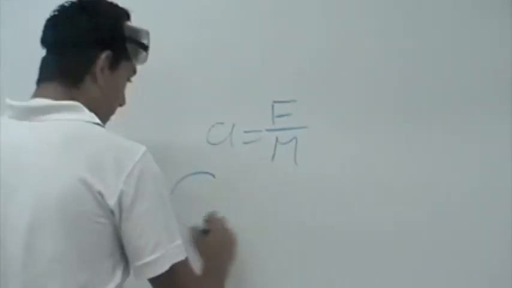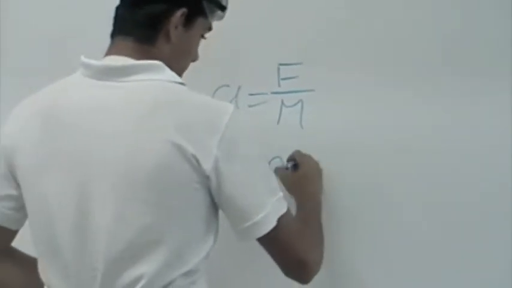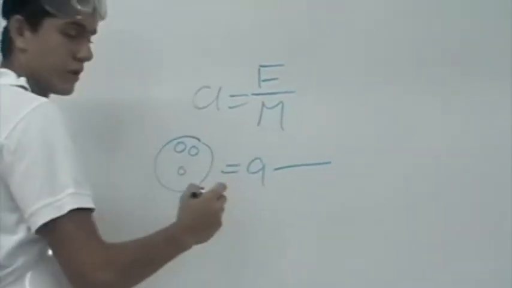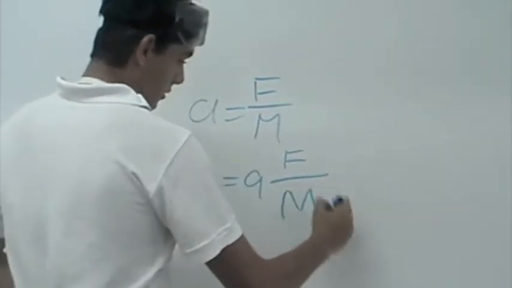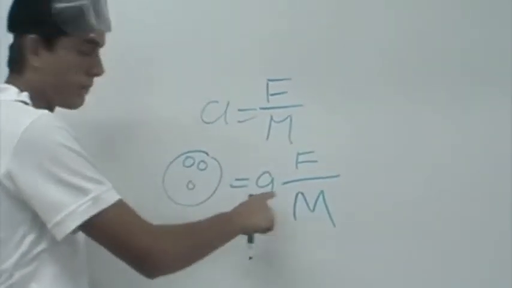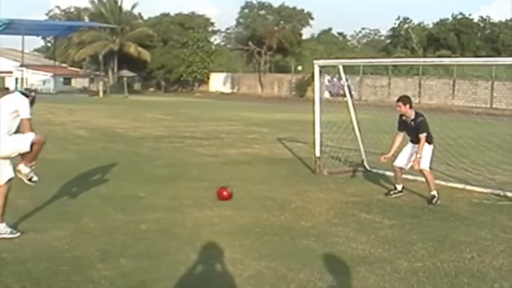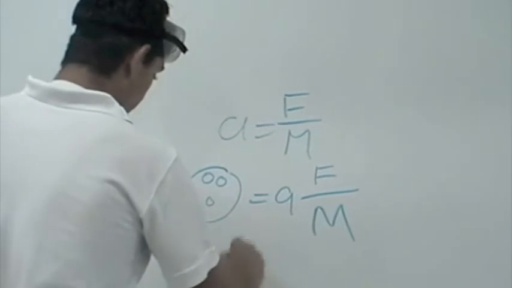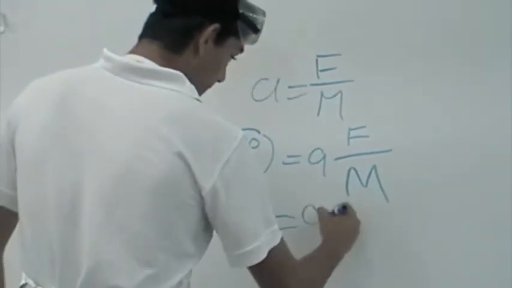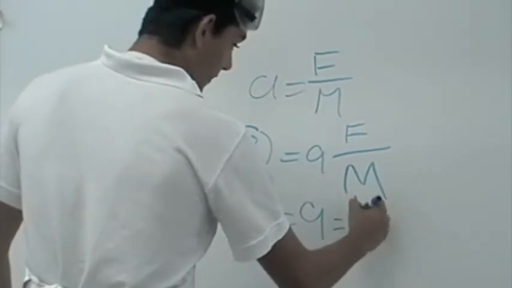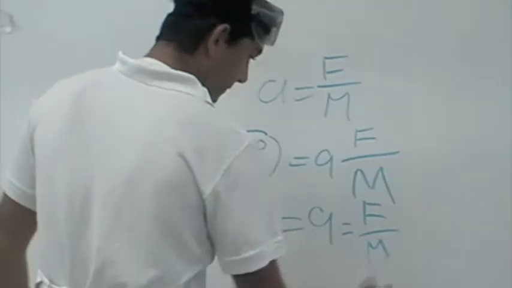If we have a big bowling ball with a bigger mass, the force we need to move it is going to be bigger, and the acceleration is going to be smaller because the mass is a lot larger. We need a lot more force to move it. But with the soccer ball, acceleration can be bigger, applying the same force, because we have a smaller mass.